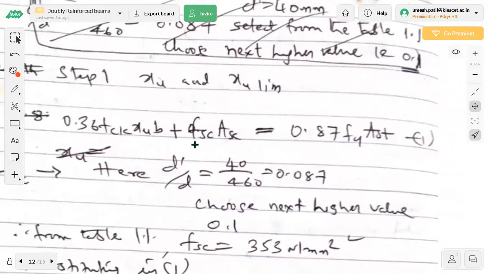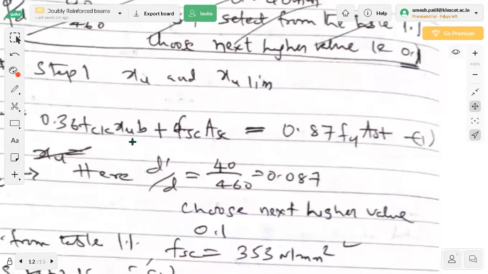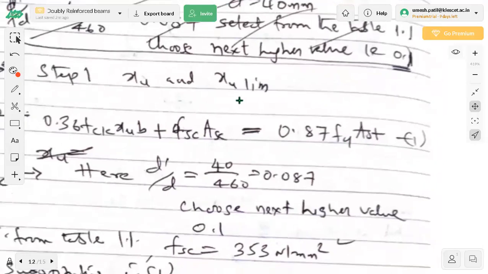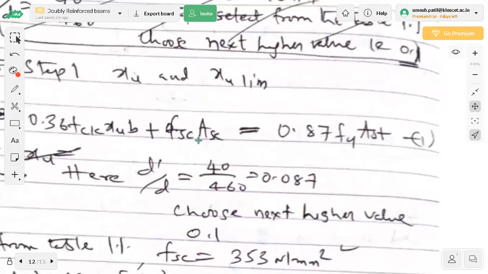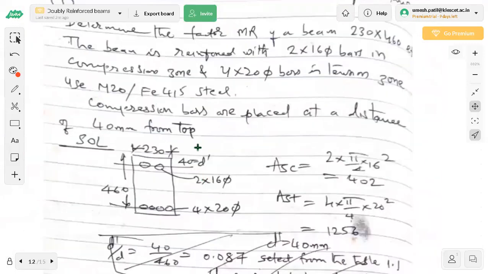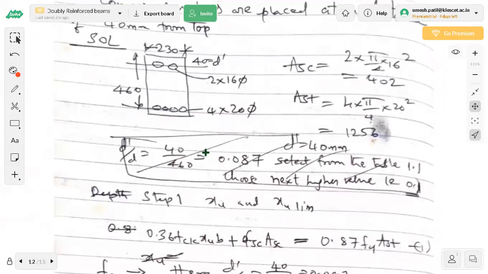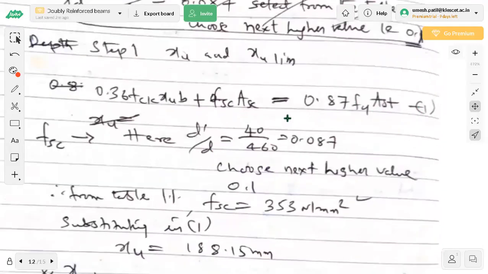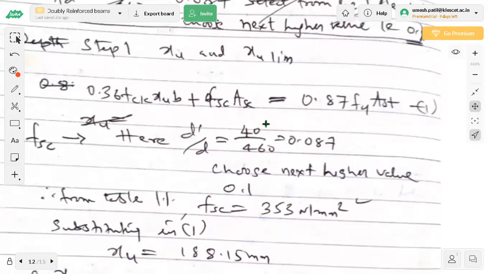But what about FSC? FSC is also unknown in the first place, that has to be calculated first. Then substitute all in this equation number 1 and find out XU, because already you know ASC, AST, FY, everything is known to you. I forgot to mention here, it is M20 FE 415, that is also given. It means before you can use this equation 1, you have to calculate FSC. How do I do it? Observe here.